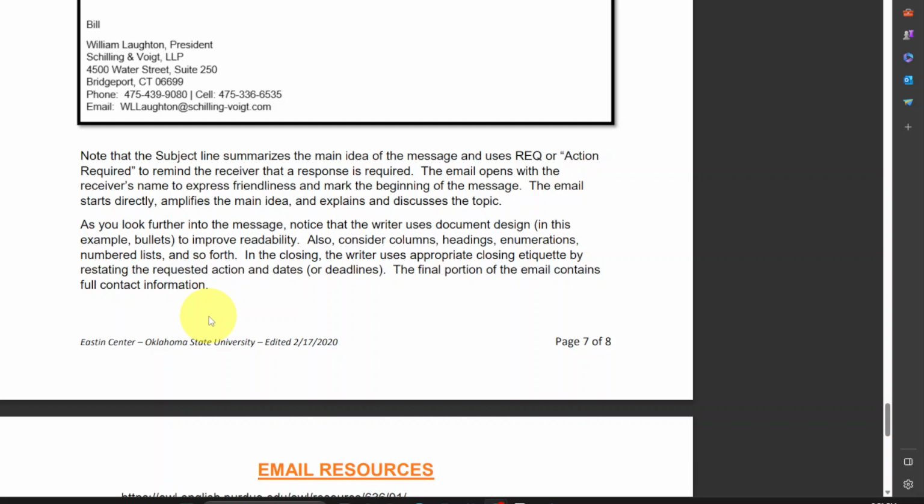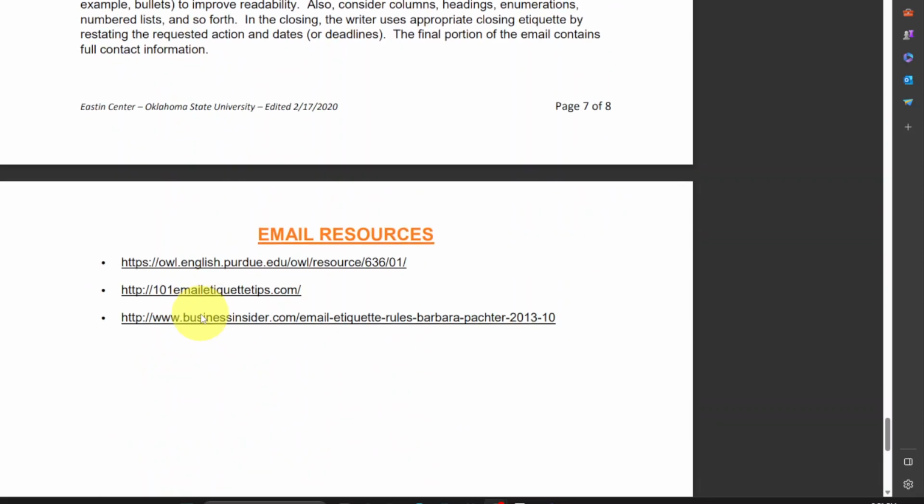As you look further into the message, notice that the writer uses document design, in this example bullets, to improve readability. Also, consider columns, headings, enumerations, number lists, and so forth. In the closing, the writer uses appropriate closing etiquette by restating the requested action and dates or deadlines. The final portion of the email contains full contact information.